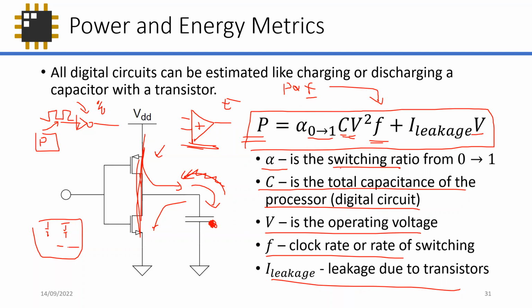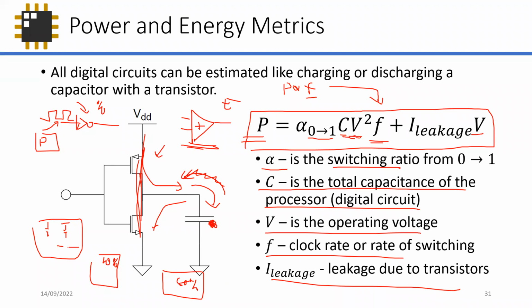Actually, this alpha factor is the switching: how much is switching from 0 to 1, and how much of the total capacitance of my digital circuit. It's like a ratio. Usually in low power processors, maybe 10% of it is switching. Machine learning processors are like 80% of the time something is switching. Something like that. But you need sophisticated tools to measure that. But it's a good estimate.